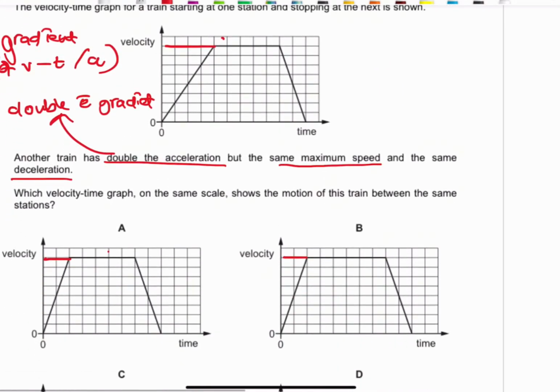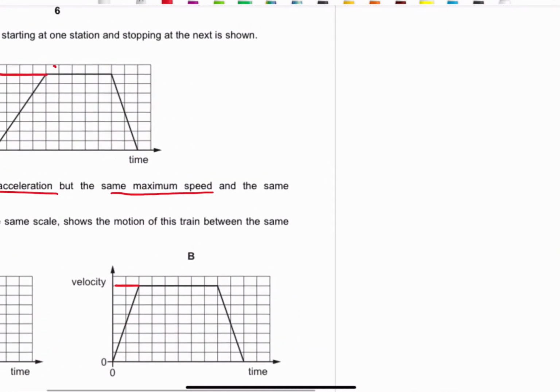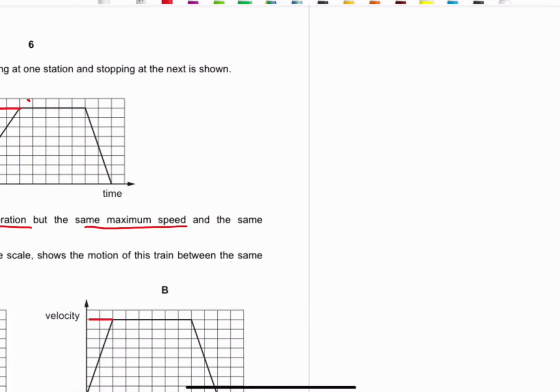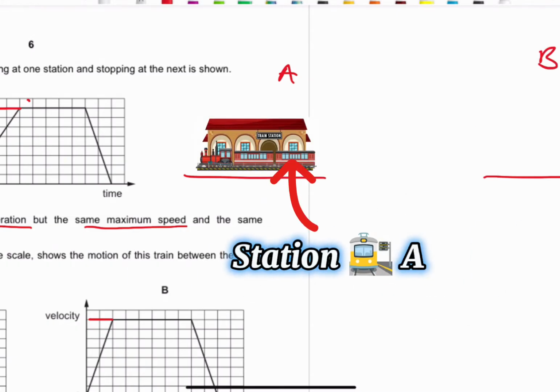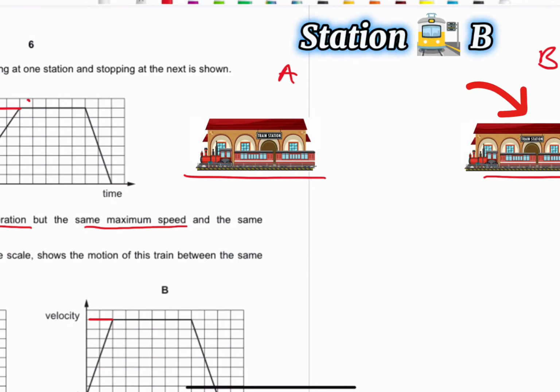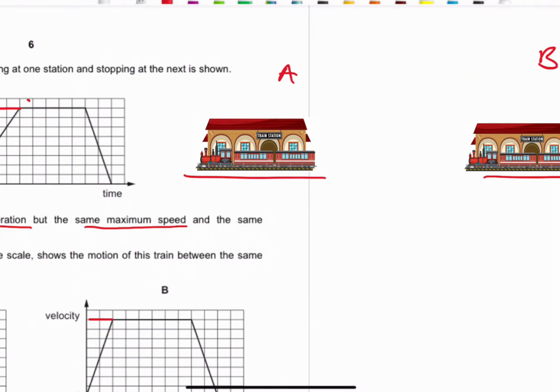Well, since the train is going to start at one station, let's assume it starts at station A and ends at station B. You have to agree with me that the distance from station A to station B has to be the same. It doesn't matter if you have double the acceleration or double the maximum speed, the distance that you travel has to be the same. So I can use the area underneath the graph to determine whether these options actually agree with each other.